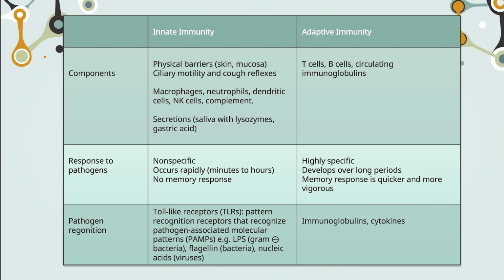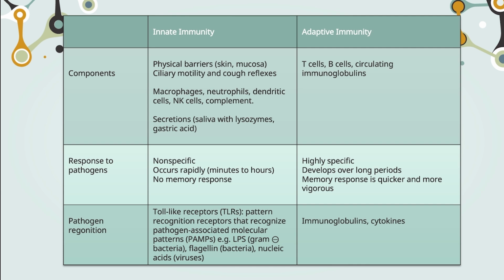In innate immunity, there's no memory response, but in adaptive immunity, the memory response is really robust. Now, what does that mean? It means if we get an infection from the same streptococcus after, let's say, 2 months, our response will be really quick and we don't need a long period of time to adapt. The response will be robust and there will be specific immunoglobulins to destroy that particular strain of streptococcus.